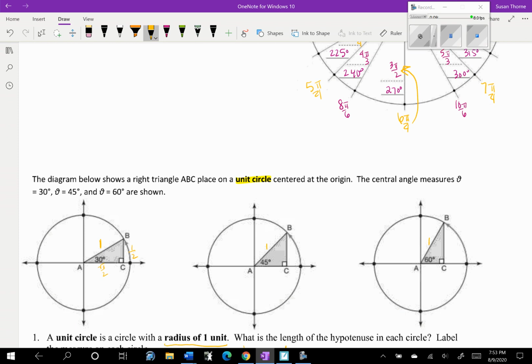3 over 2. And then the same thing over here, across from 60, root 3 over 2. Across from 30, which would now be this angle, would be 1/2. And for 45, 45, 90, we get root 2 over 2 and root 2 over 2. So now we've labeled those.